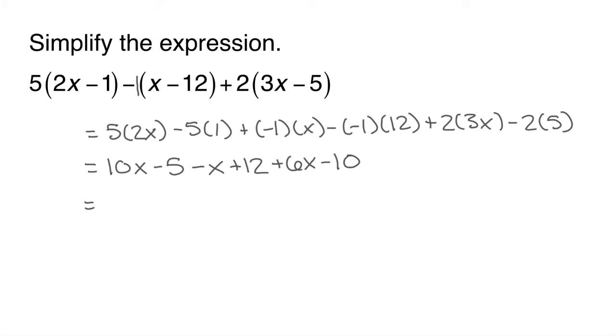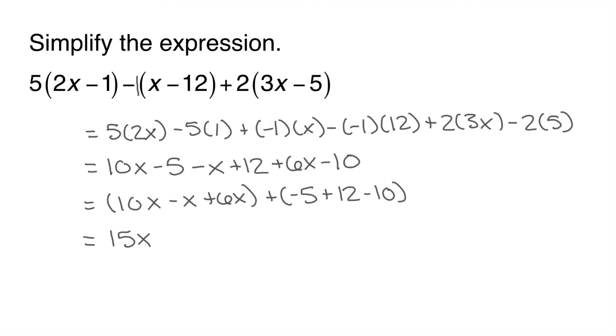Let's group the x terms together and the constant terms together using the commutative and associative properties. We have 10x minus x plus 6x, plus -5 plus 12 minus 10. Combining like terms, 10x minus x plus 6x is 15x, and -5 plus 12 minus 10 is minus 3. So this expression simplifies to 15x minus 3.